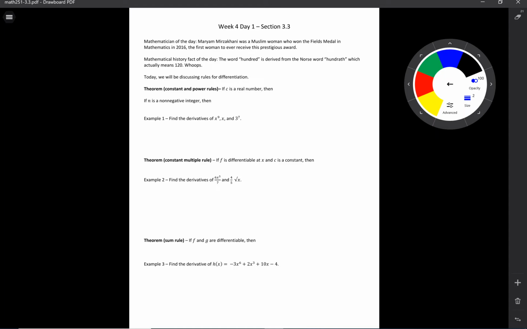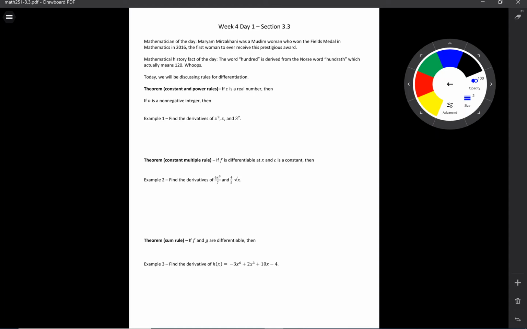All right, so today we will be discussing rules for differentiation. So far, we have been discussing derivatives in terms of the two limits, with x approaches a and h approaches 0. We have been using those two definitions in order to find derivatives. And today we are going to learn some rules that make finding derivatives a little bit easier.